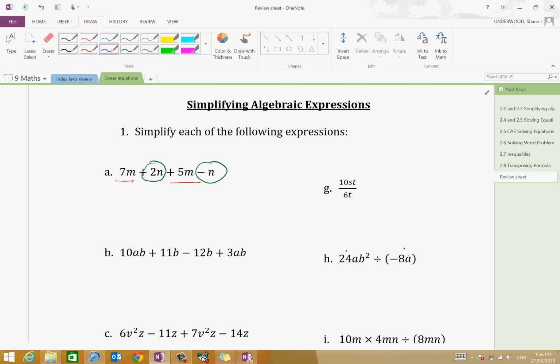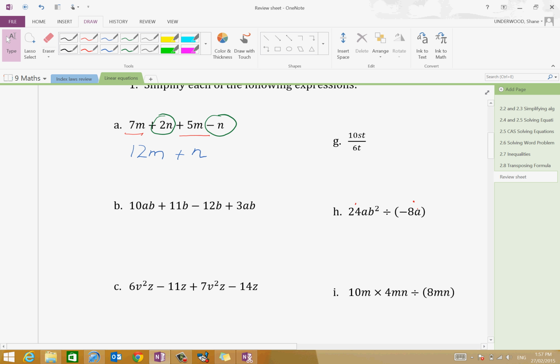If I had 7 mandarins plus 5 mandarins, I have 12 mandarins. If I had 1 nectarine and I subtracted a nectarine, how many nectarines do you have? 1. So the answer is 12m plus n. Can I get a show of hands, those students that collected that? Now, what's that called? Collecting like terms, and you've been doing that since year 7. Part B then.